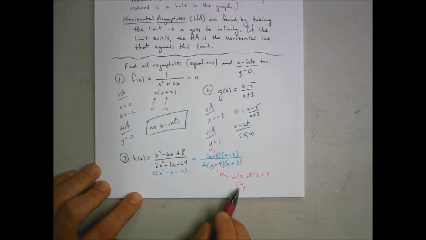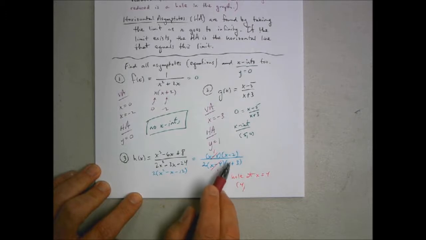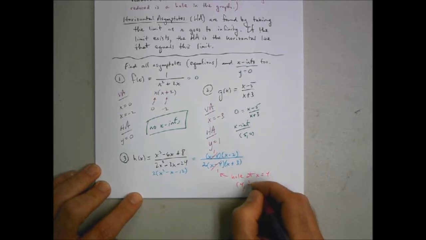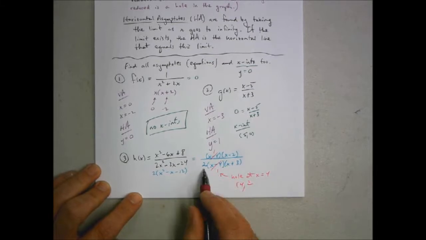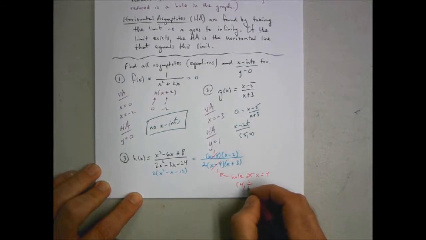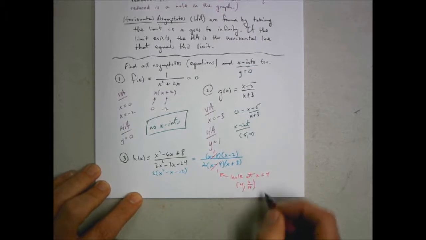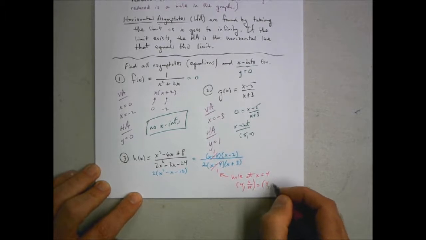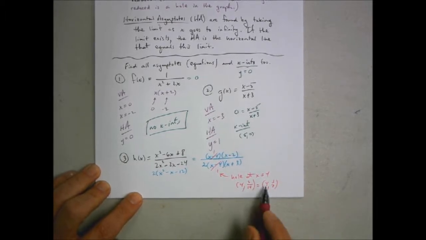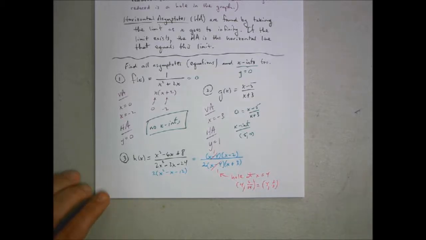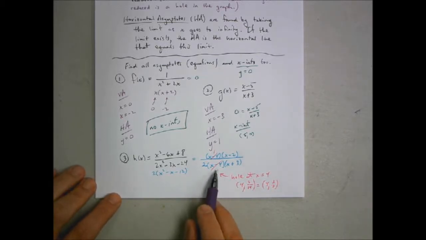So 4 minus 2 is 2, and 4 plus 3 is 7, but it's times 2. So 4 comma 2/14. Don't leave 2/14. We always reduce fractions. So 4 comma 1/7. That's where the hole is. Okay, coming back to what we were asked for, though. So we have a hole at x equals 4, but we have a vertical asymptote at x equals negative 3.